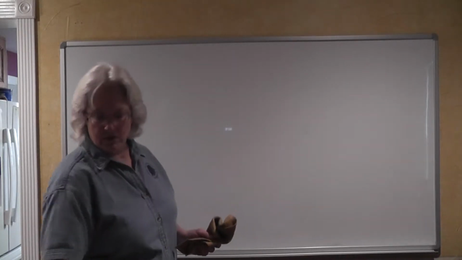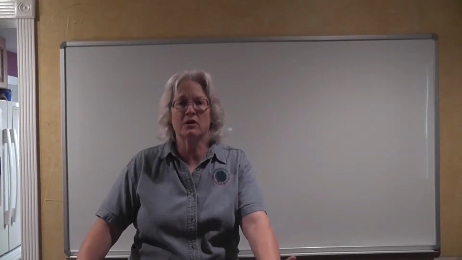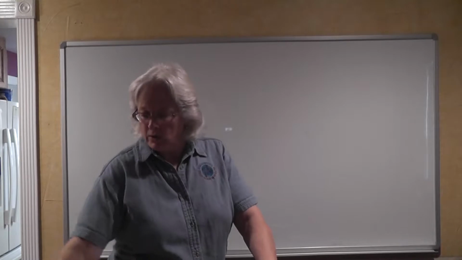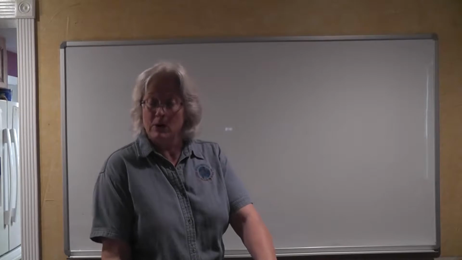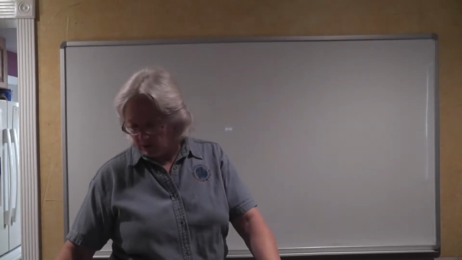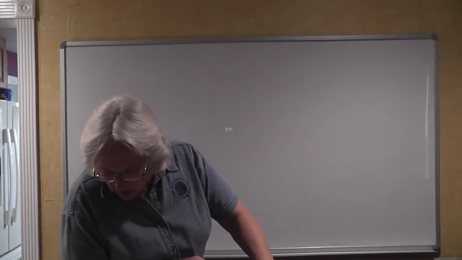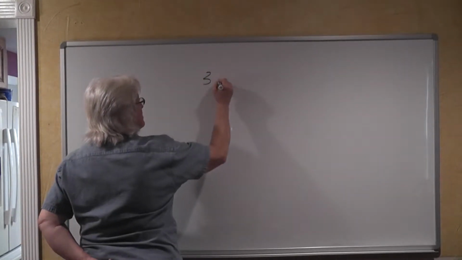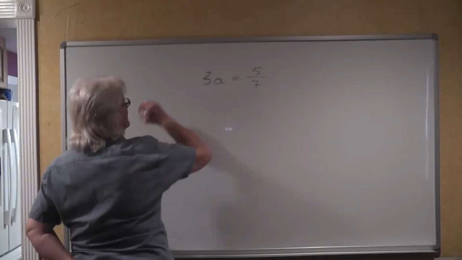So, we are working with algebraic equations that involve fractions right now. And we're going to see that we can solve those exactly the same way that you would solve any other equation, just by using inverse operations. And since you already either know how to do these problems or you've watched the companion video, let me jump right to page 226, where we have a problem. 3a is equal to 5/7. 3 times a is equal to 5/7.